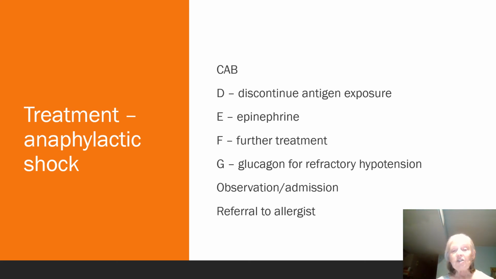If you're having a reaction, sometimes we will admit you to the hospital and keep you there until the whole thing subsides. You do need to go see your doctor, and a lot of times they're going to refer you to an allergist, or you can do allergy testing.